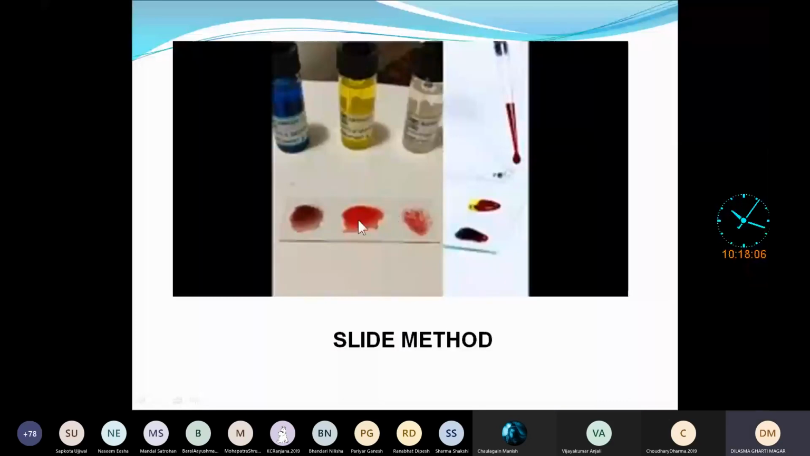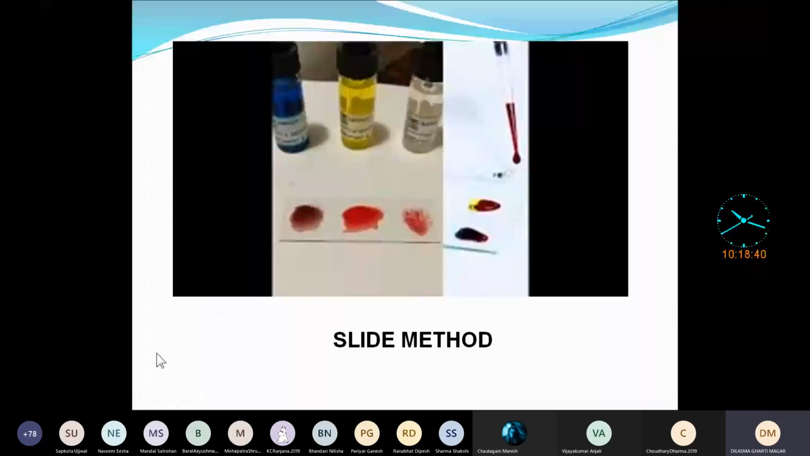So here the first one, antisera A is added, in the second one antisera B is added, and then in the third one the anti-D is added. I just want to show you that this is a slide method, and then blood is added and then the antisera is added in a slide method, okay? I don't want to tell you in detail here. In the other pictures I'll tell you. I have kept this picture just to make you understand the slide method.